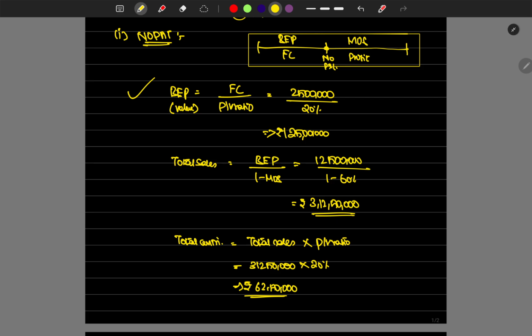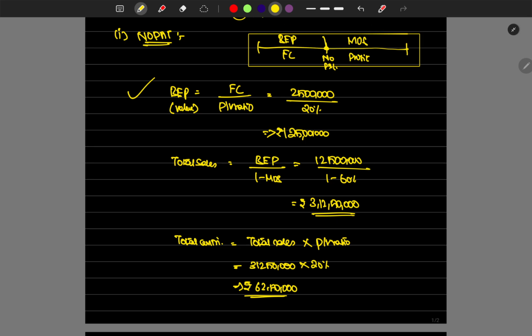What has the question given? The question has given the fixed cost and PV ratio. We got the BEP. We know the BEP, but we don't know the BEP percentage. But we know the formula that BEP percentage is equal to 1 minus MOS. If we do this, 1 minus MOS, we get the BEP percentage. See this formula.